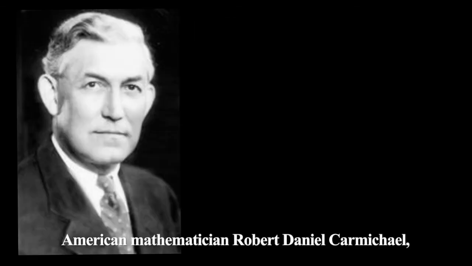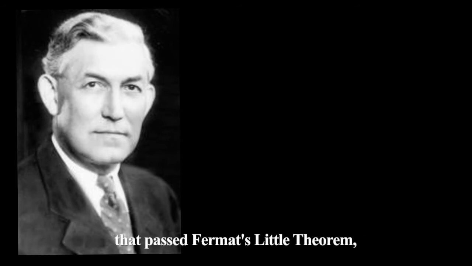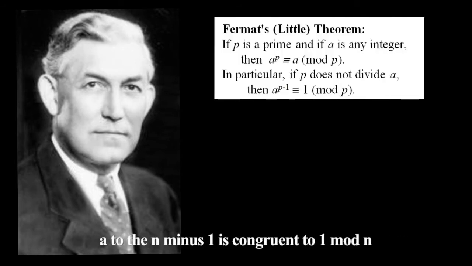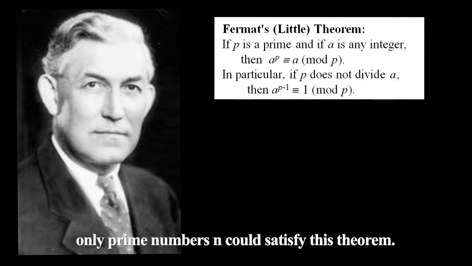Also known as absolute Fermat pseudoprimes, Carmichael numbers are named after American mathematician Robert Daniel Carmichael, who in 1910 discovered a series of composite numbers that passed Fermat's little theorem. A to the n minus 1 is congruent to 1 mod n for all a relatively prime to n, even though previously it was thought that only prime numbers n could satisfy this theorem.